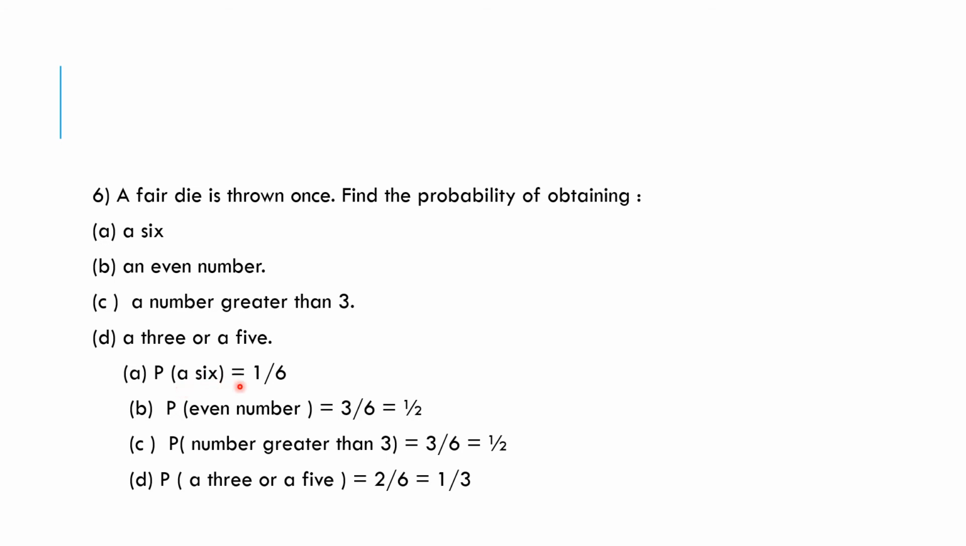A part. Probability of obtaining a 6 is 1 over 6. Probability of an even number is 3 over 6, since 2, 4, 6, we have 3 even numbers and the total number of possible outcomes is 6. So it is 3 by 6 or 1 by 2. Probability of obtaining a number greater than 3, that is 4, 5, 6, we have 3 divided by 6, that is 1 by 2. Probability of obtaining a 3 or a 5 is 2 by 6 or 1 by 3.